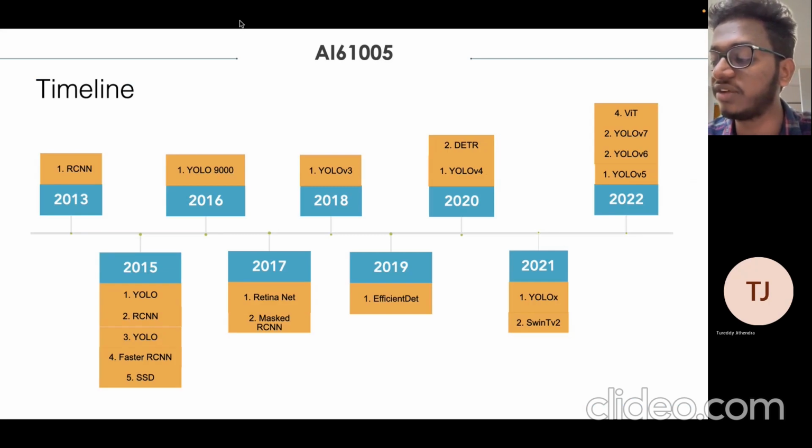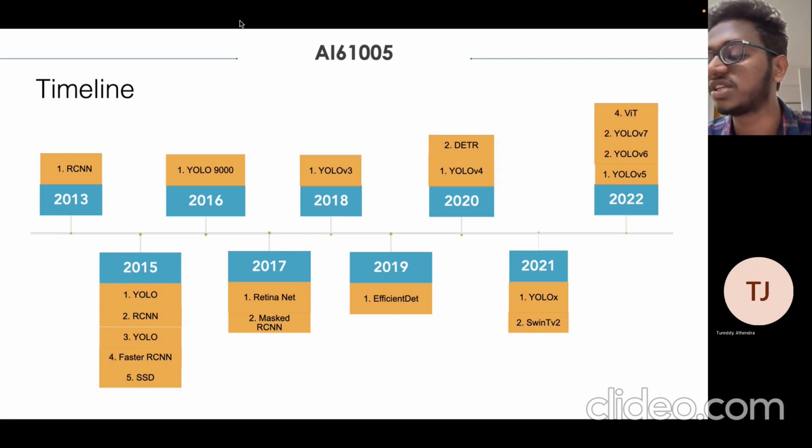Now let's take a look at the evolution of object detection. RCNN was introduced in 2013, followed by YOLO, Faster RCNN, and SSD in 2015. Correspondingly, YOLO 9000 was introduced in 2016, RetinaNet and Mask RCNN in 2017, YOLO version 3 in 2018, EfficientDet in 2019, YOLO version 4 in 2020. The research on vision transformers commenced in 2020.